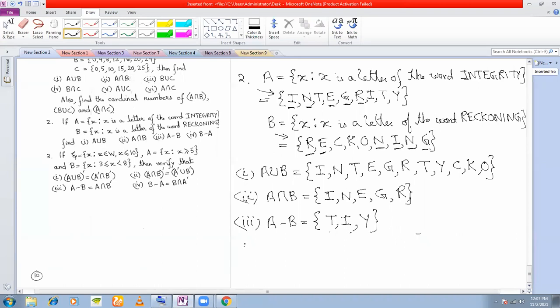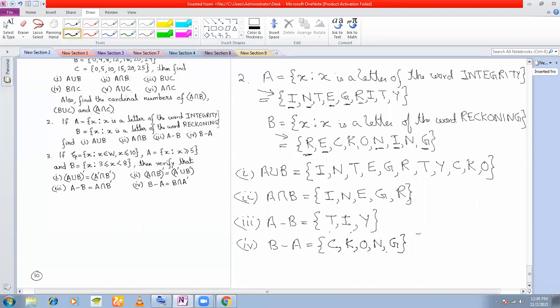Next question is B minus A. Again, B minus A consists of all the elements that are there only in B and not in A. So from B, we are going to remove all the elements of A. I is there in A, N is there, E is there, G is there, and R is there. So we remove these elements. What are we left with? C, K, O, N, G. So this is B minus A.